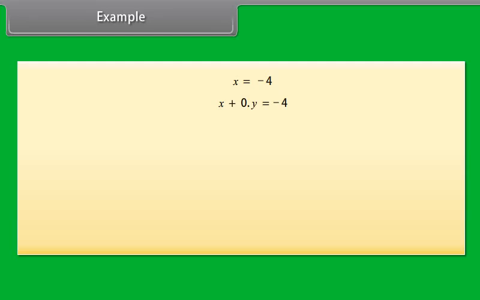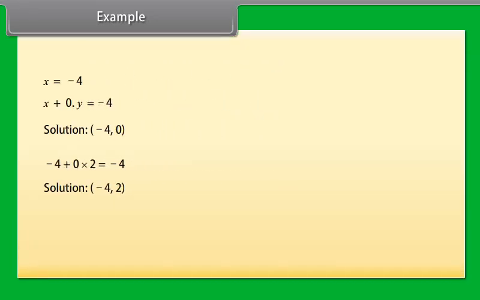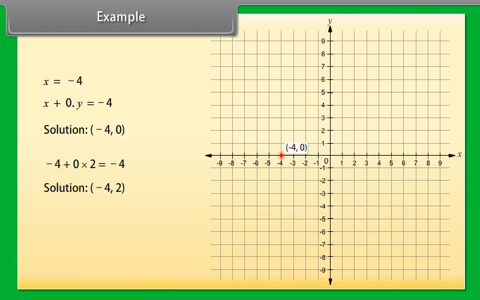This equation can also be written as 2x minus x is equal to minus 3 minus 1. By solving this, we get x as minus 4, equation 1. Now let's see where it lies on the number line. Here it is. Now we know that x is equal to minus 4 can be written as x plus 0y is equal to minus 4.